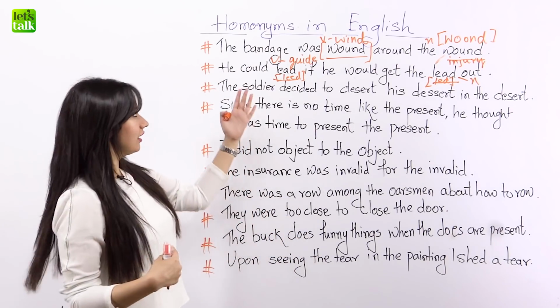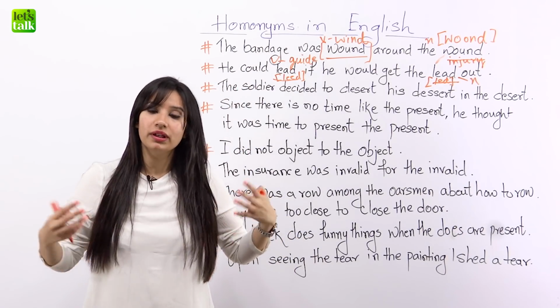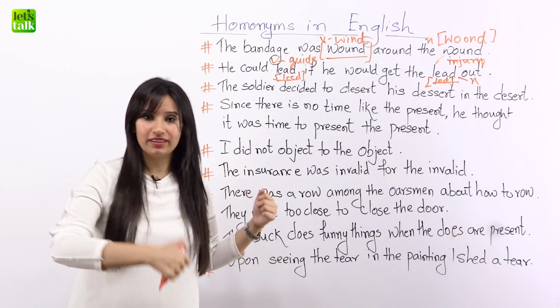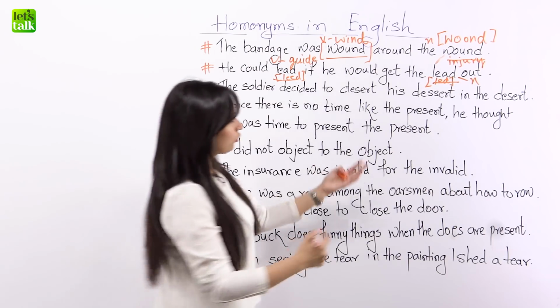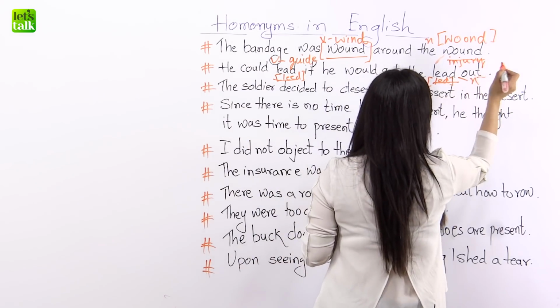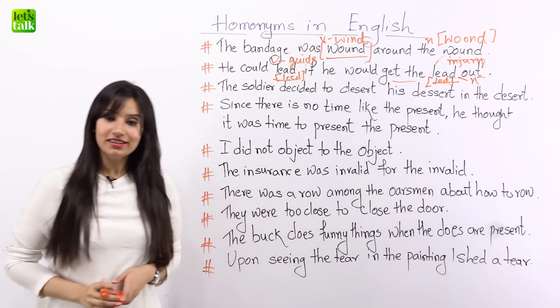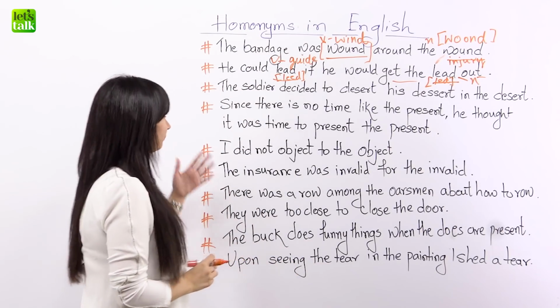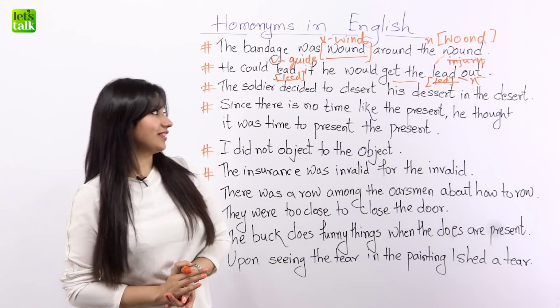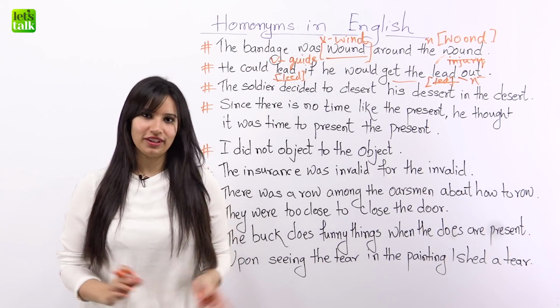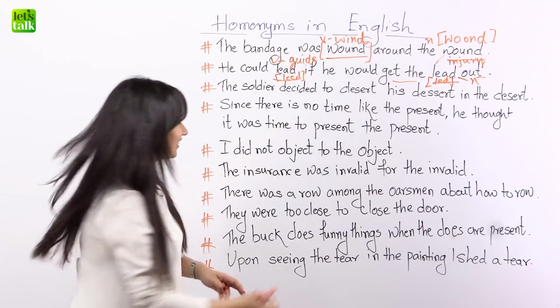This means that he could lead us if he could be a bit faster. If he could get the metal out of his body and get faster, he could lead all of us. So to get the lead out is a phrasal verb. Right, so let's look at the next sentence that we have. The soldier decided to desert his dessert in the desert. Oh, that's almost like a tongue twister, isn't it?